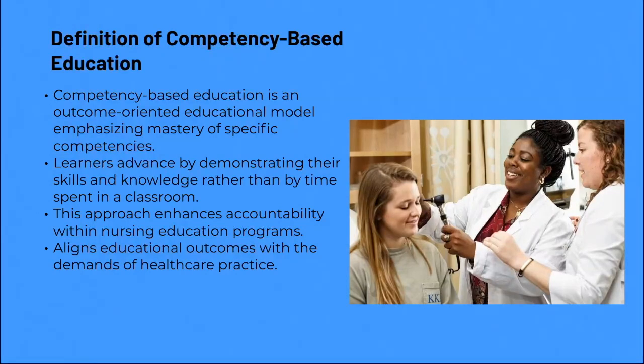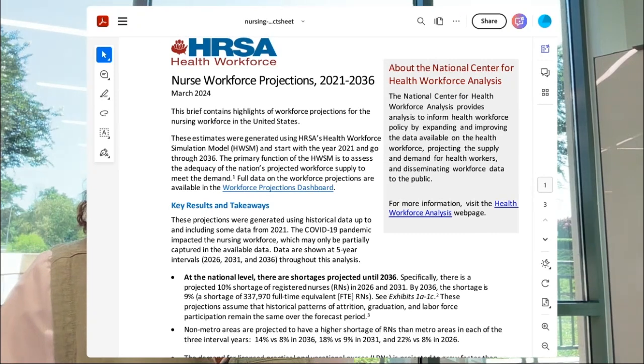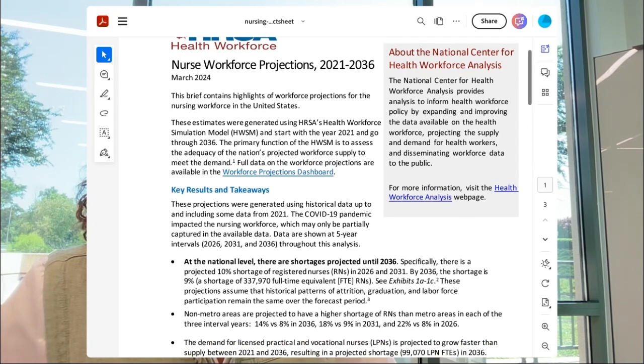And then the next point I want to make is this alignment. You see that last bullet point, aligning educational outcomes with the demands of healthcare practice. Now, we know that our nurses at the bedside are facing a lot of challenges. I just want to share this one challenge that is published here in the HRSA. This is from March 2024, but let's take a look at what it says. This is based on nursing workforce projections from 2021 to 2036.